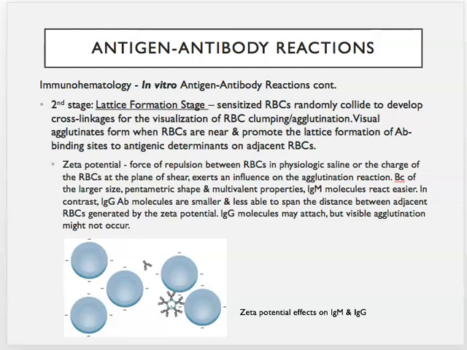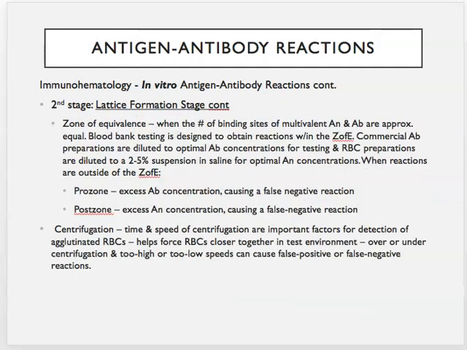Then the zone of equivalence. This is when the number of the binding sites of your multivalent antigens and antibodies are about equal. You've got an approximately equivalent number of binding sites between your antigen and your antibody. So blood bank testing is designed to obtain those reactions within that zone of equivalence.